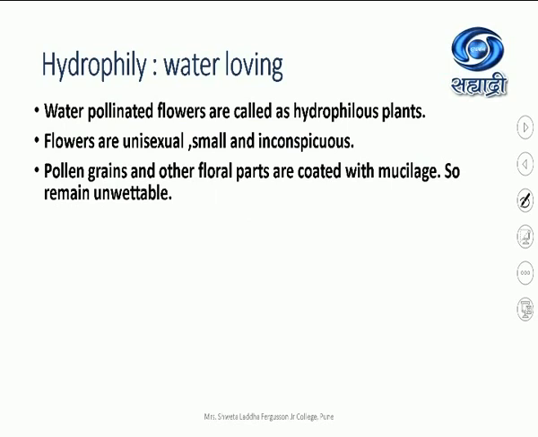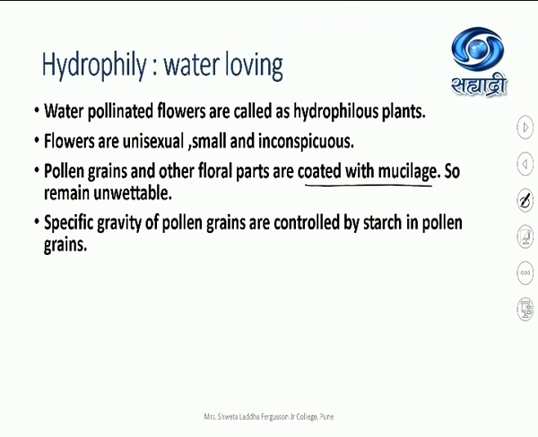Pollen grains and other floral parts are coated with mucilage. This is a very important character. They should be coated with mucilage so that they remain unwettable. They don't get rotten when they are in water. They are aquatic plants, aquatic flowers, so they should not get rotten, and therefore they are covered by mucilage. The specific gravity of pollen grains is controlled by the starch in the pollen grains. Most of the time it is asked in MCQs: who is controlling the specific gravity of the pollen grain? There is starch in the pollen grain which controls the specific gravity, because of which the pollen grains can swim. The stigma is very long and it is sticky.